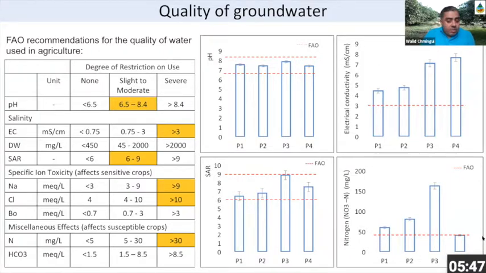And according to the FAO recommendation, the use of groundwater for irrigation in Oued Souhil area should obey moderate to severe restrictions. However, farmers are still using groundwater for irrigation despite the clear ban, which may affect soil and plants.